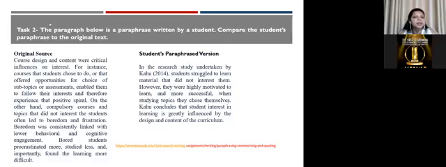And also they find the content is boring. Okay, let's see. Boredom was consistently linked with lower behavioral and cognitive engagement. Okay, boredom was linked with lower behavioral and cognitive engagement.